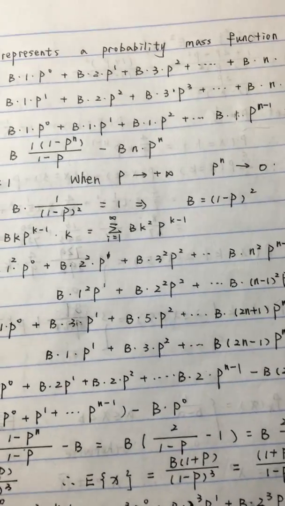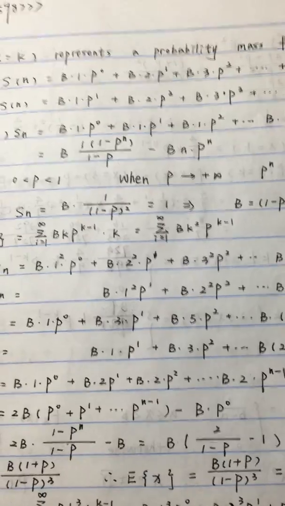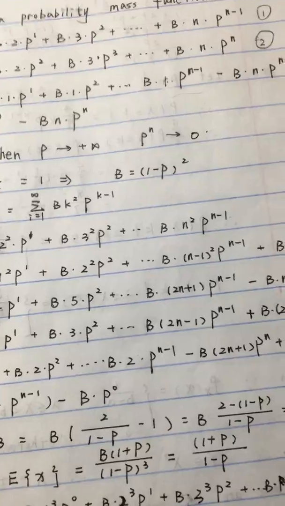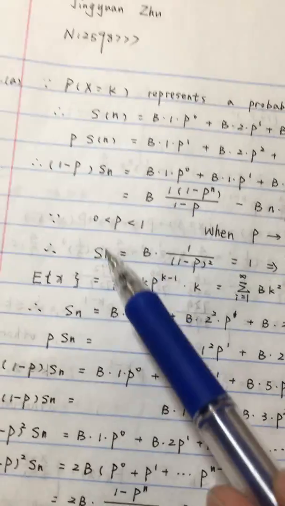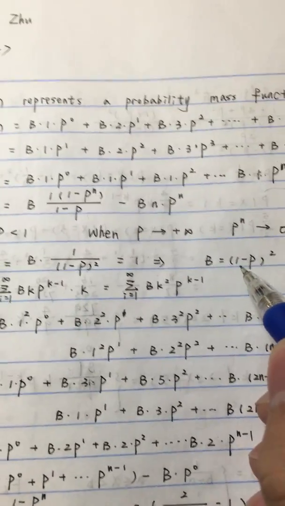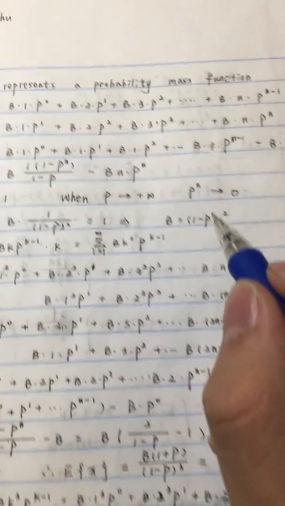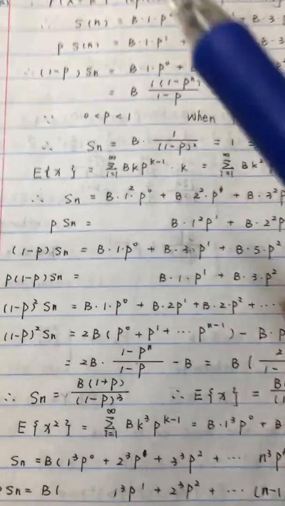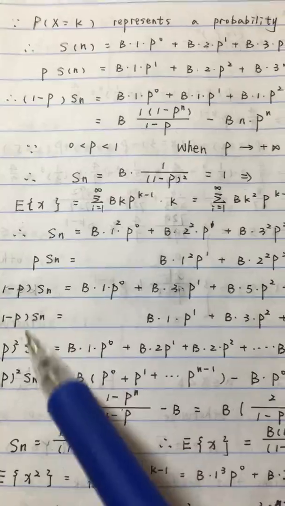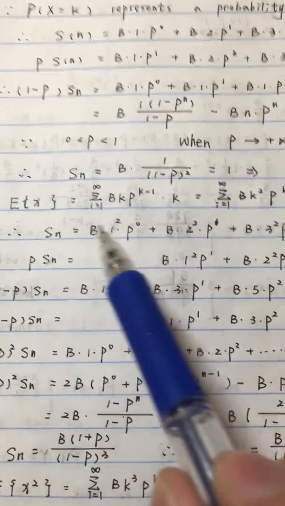And if n goes to infinity and p is between 0 and 1, we can know that p to the n equals 0. So we can find that S_n equals this, equal to 1, and then we can get p equals 1 minus p to the p minus 1 minus p squared. Then if we want to know E[X], we should get this equation.